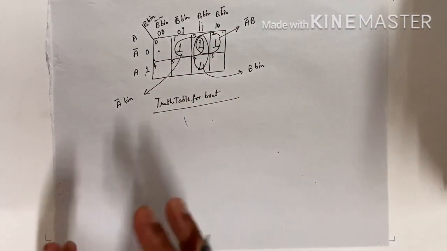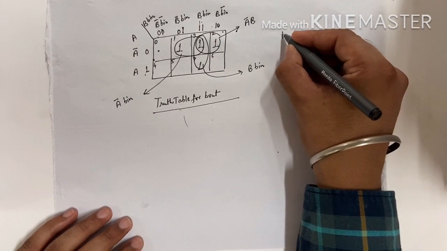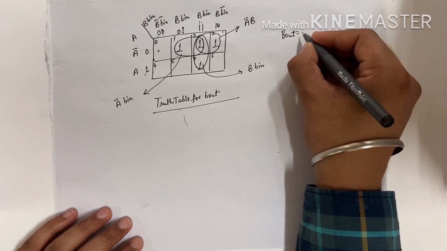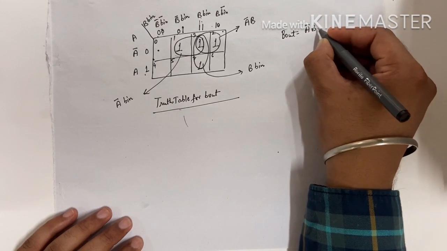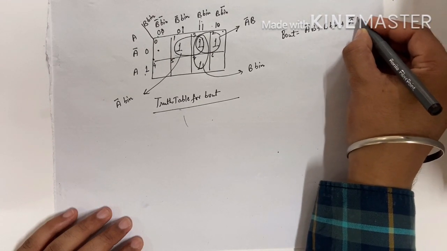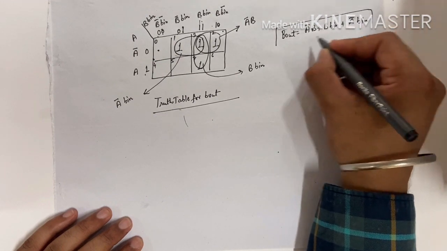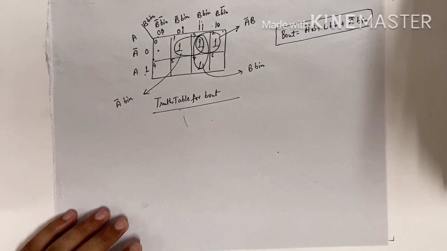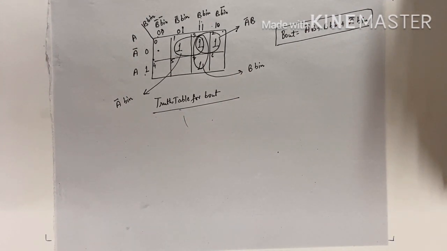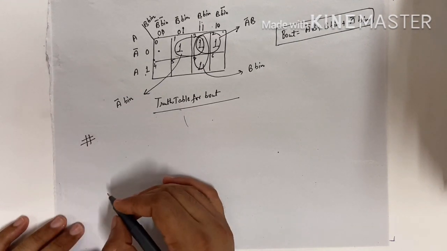Now we can add these 3. So we can write B output equals to A complement B, B input plus A complement B input. So this is the output expression of B output. Okay. So by developing the K map, we can simplify the Boolean expression. Now last thing is that we have to draw the combinational logic circuit.